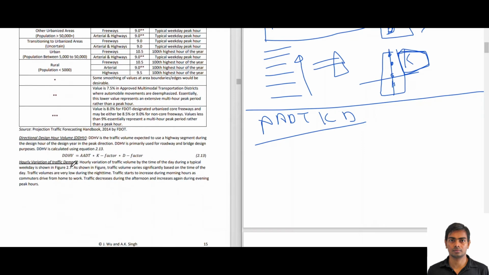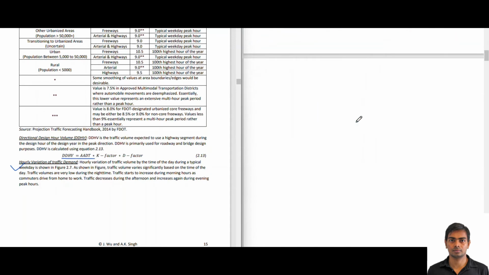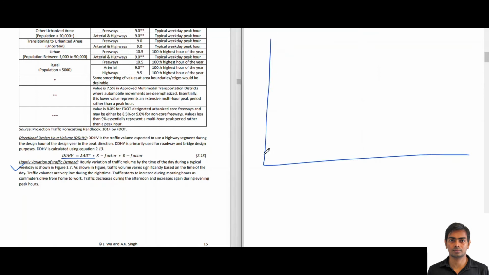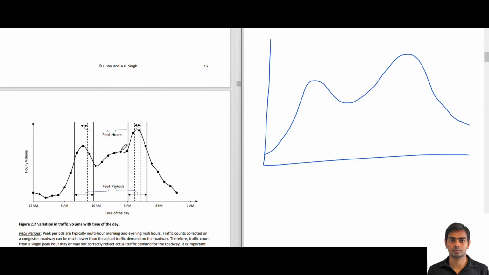Hourly variation of traffic demand volume. This is another important concept. We have discussed the directional design hour volume already, so let's look at the hourly variation of traffic demand volume. Like I mentioned, in the morning peak the traffic goes up, and in the evening peak it usually goes higher than the morning peak. So this is a typical volume profile when we collect the data for 24 hours. This is a typical profile we get.